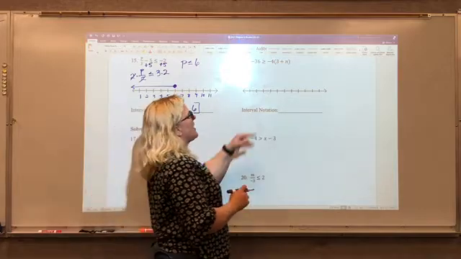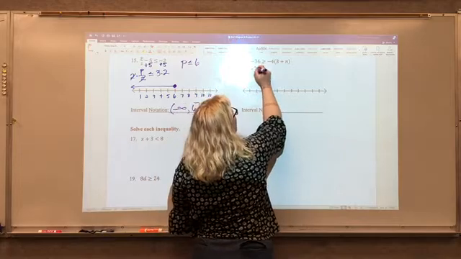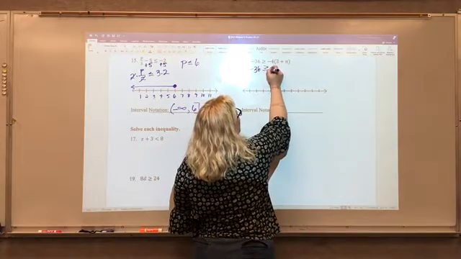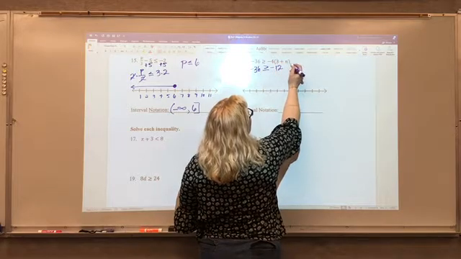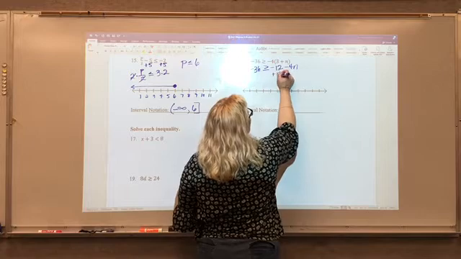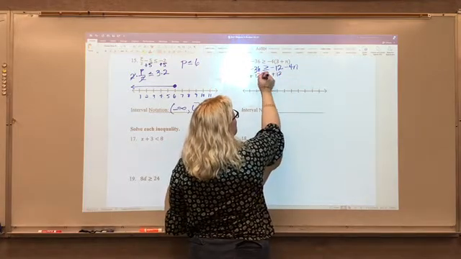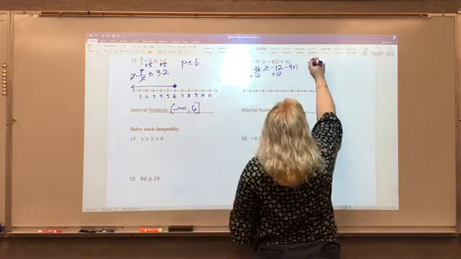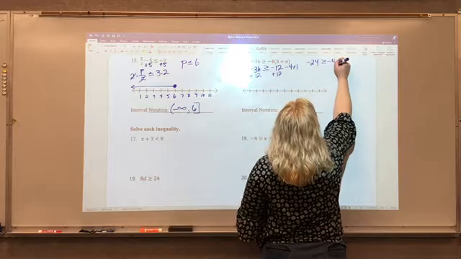Okay, number 16, I need to distribute. So I've got negative 36 is greater than or equal to negative 12 minus 4n. I'm going to add 12 to both sides because I'm trying to get n by itself, so I'm going to get rid of these extra terms. And I get negative 24 is greater than or equal to negative 4n.